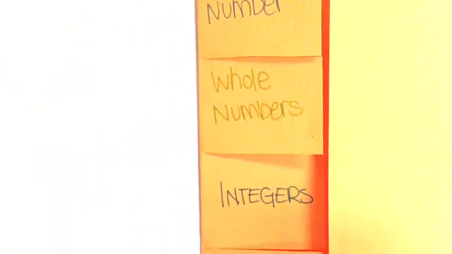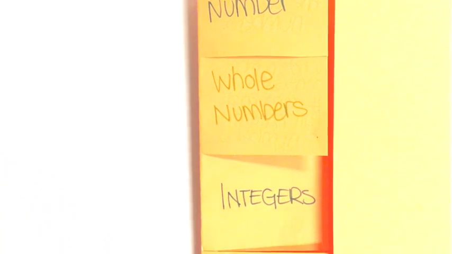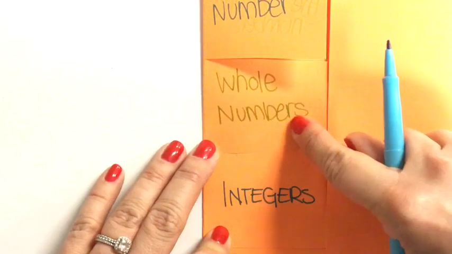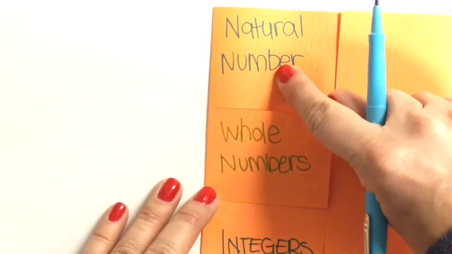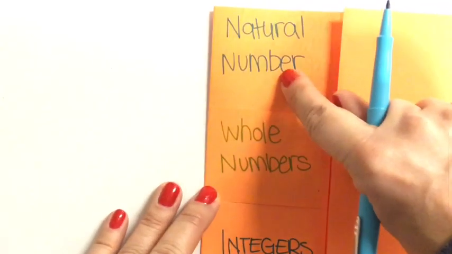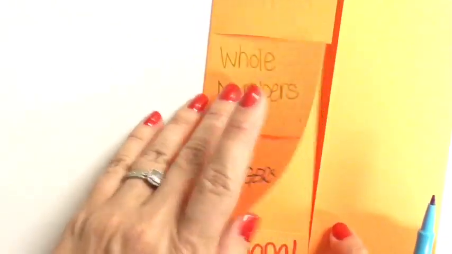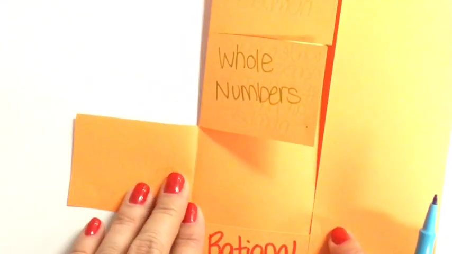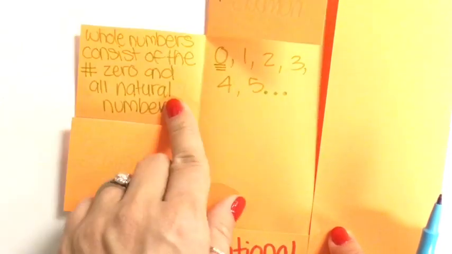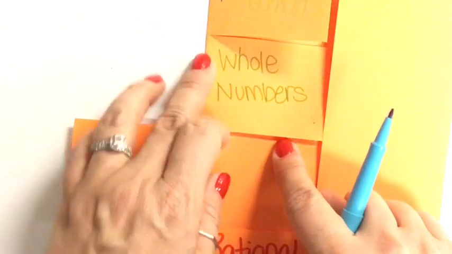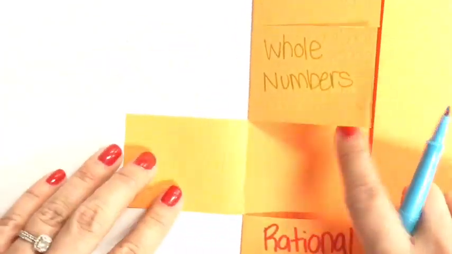Integers. So integers include whole numbers and natural numbers, just like whole numbers included natural numbers. What I mean by that is that integers are the set of positive numbers. So it includes this set of positive numbers, which means integers also include 0. So let's start with the definition like that.